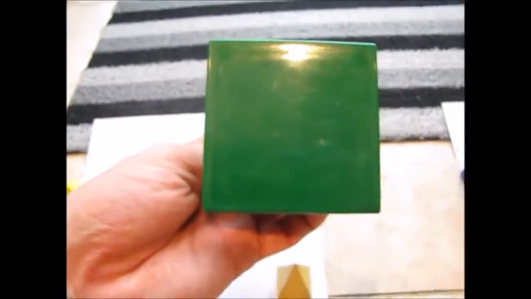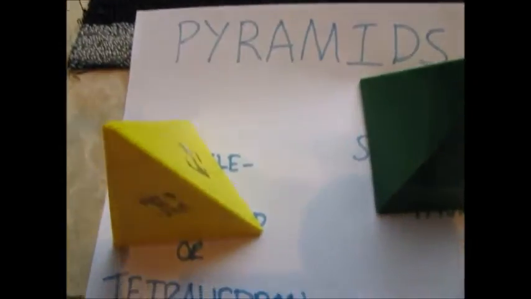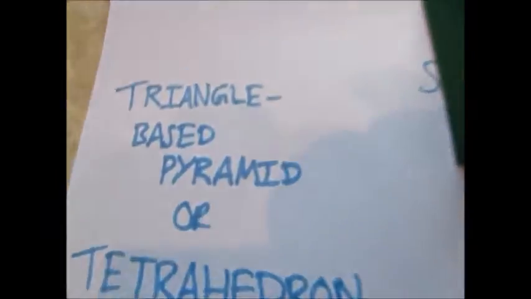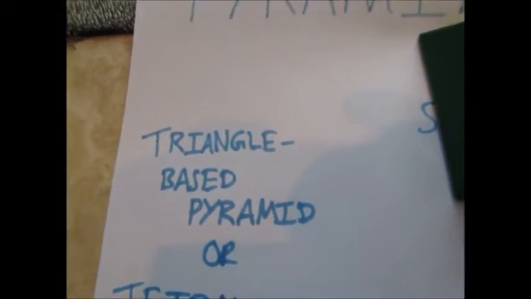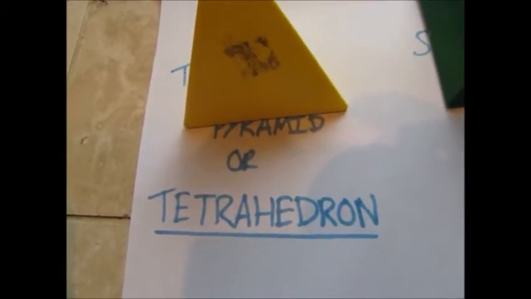So here's a classic example. The base is a square, therefore it is a square-based pyramid. Then there's another one, it's quite small. And then this one here, let's have a look at what the base shape is. Oh look, it's a triangle, so it's a triangle-based pyramid. Now this one's got a special type. It also is known as a tetrahedron. We'll look at that in a minute.